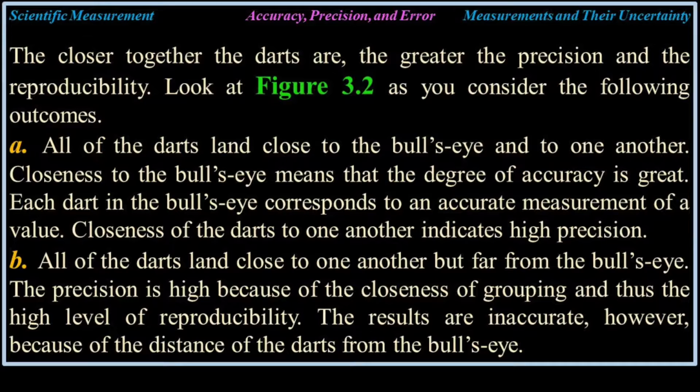B, all of the darts land close to one another but far from the bullseye. The precision is high because of the closeness of grouping and thus the high level of reproducibility. The results are inaccurate, however, because of the distance of the darts from the bullseye. So, is it A or is it B? So when you're thinking of accuracy, again, think of the right answer. And when you're thinking of precision, think of clumping.